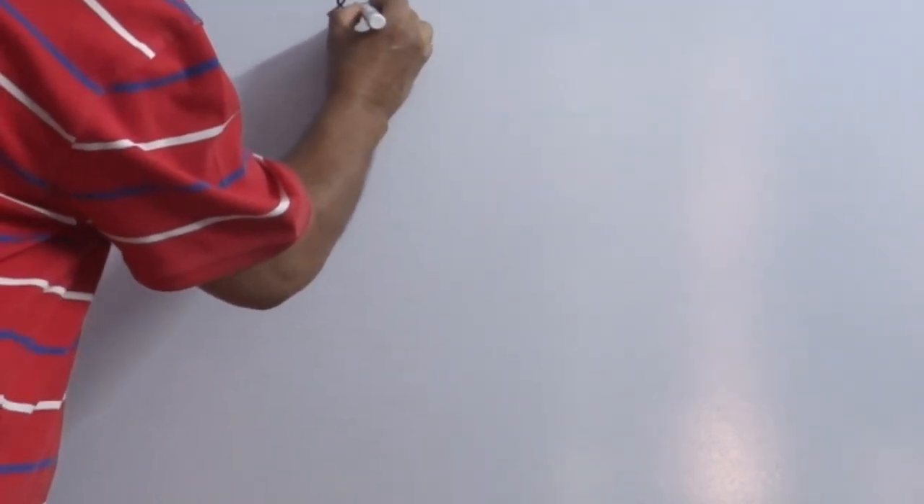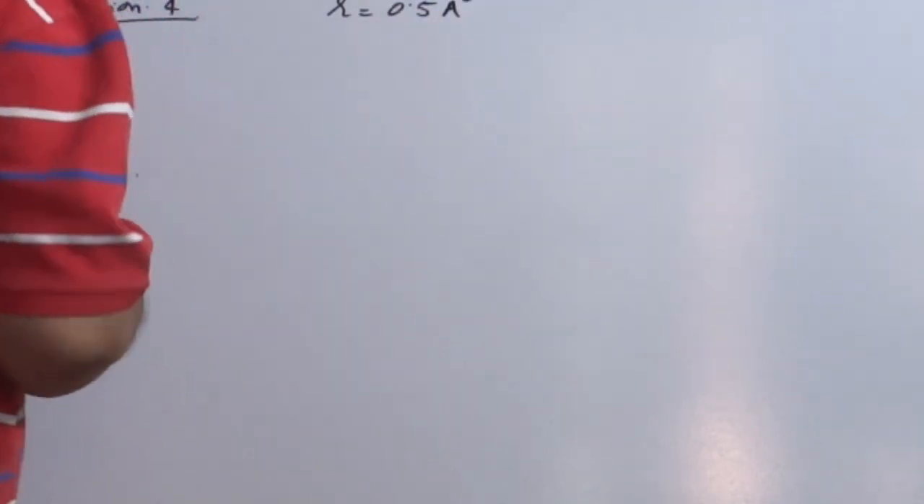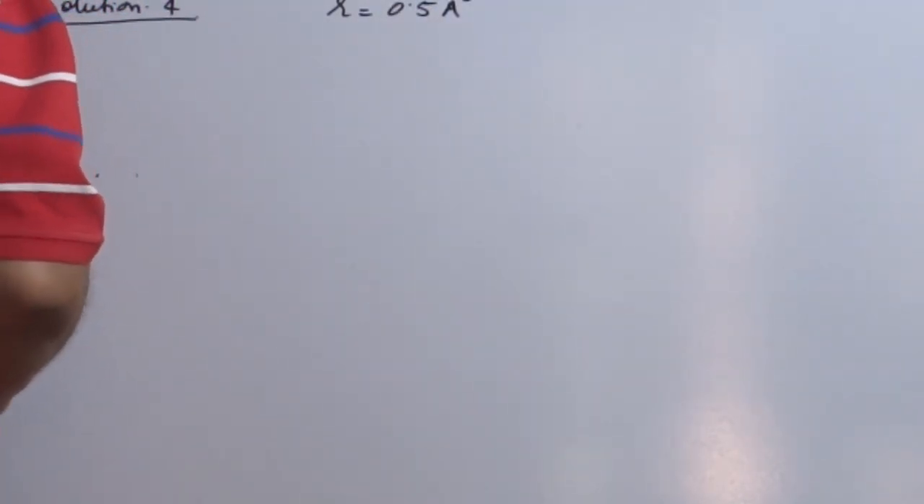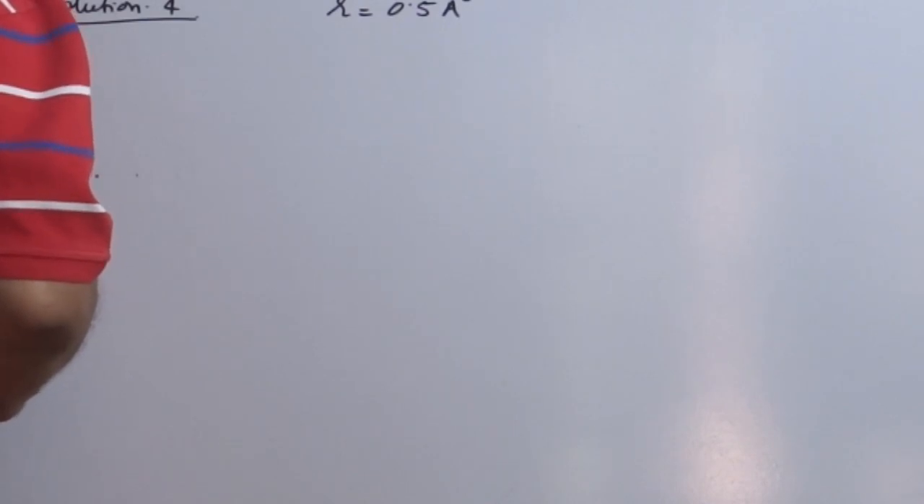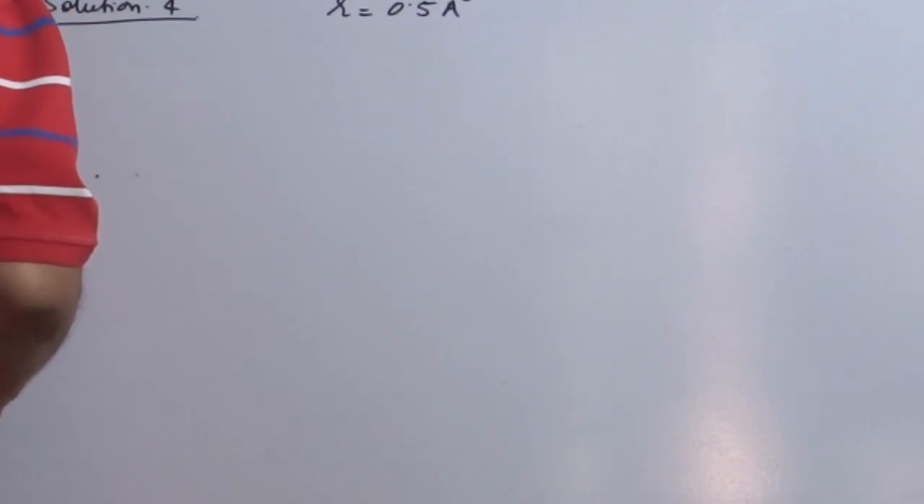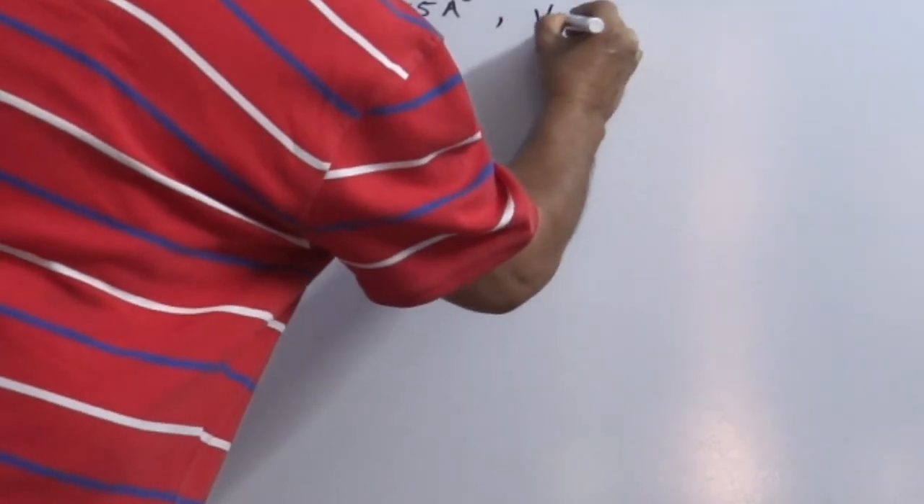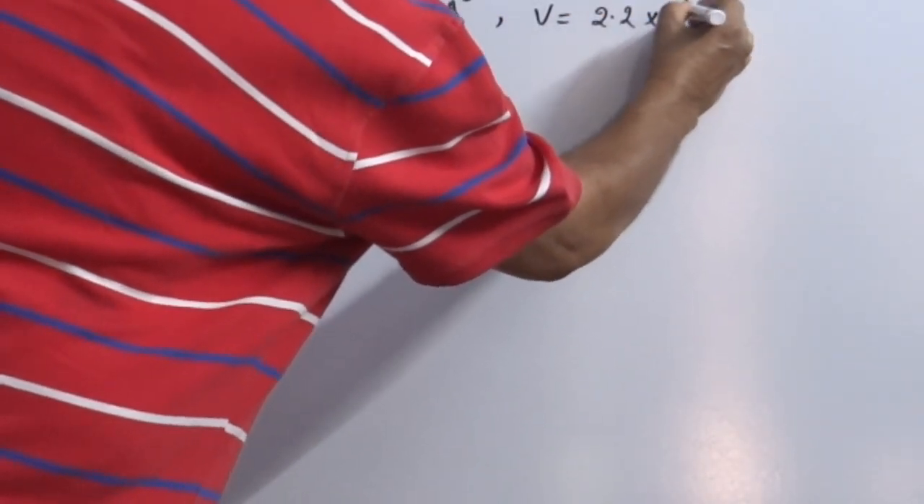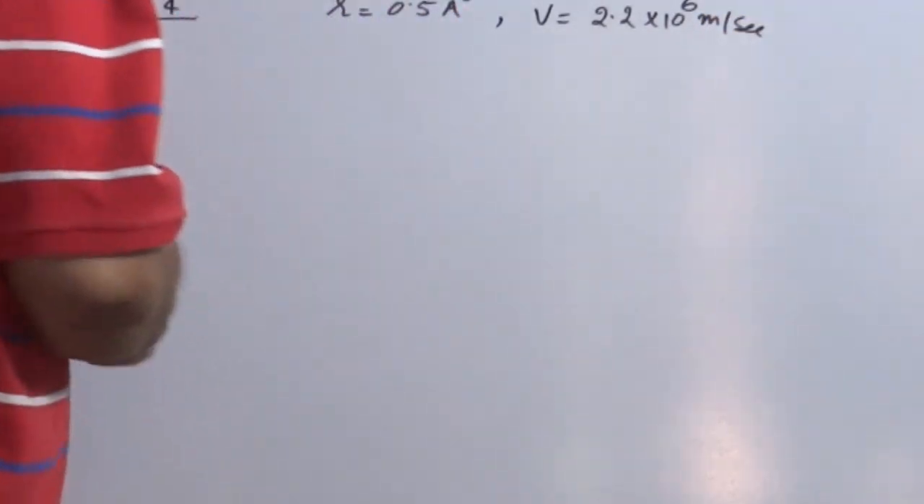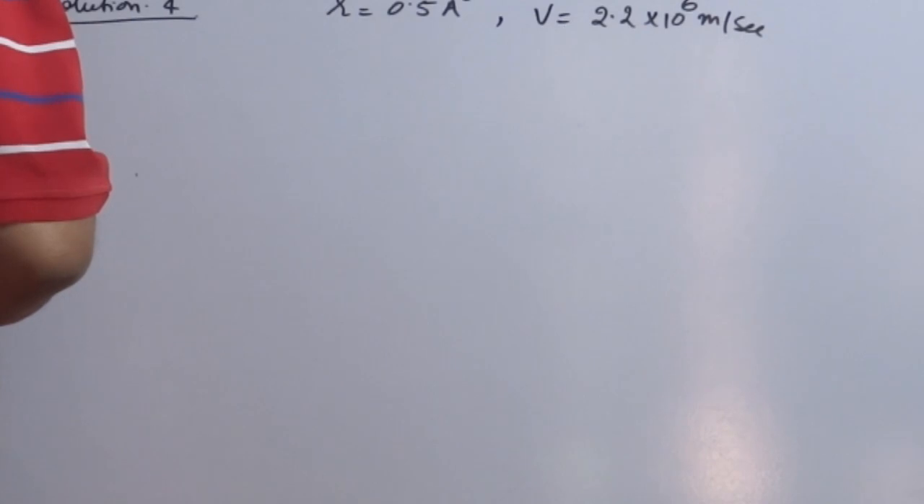Question number 4 is also very interesting. It goes like this: electron is revolving in hydrogen atom. So solution for question number 4: hydrogen atom radius is 0.5 angstrom and the orbital velocity is 2.2 into 10 raised to the power 6 meter per second. Right?